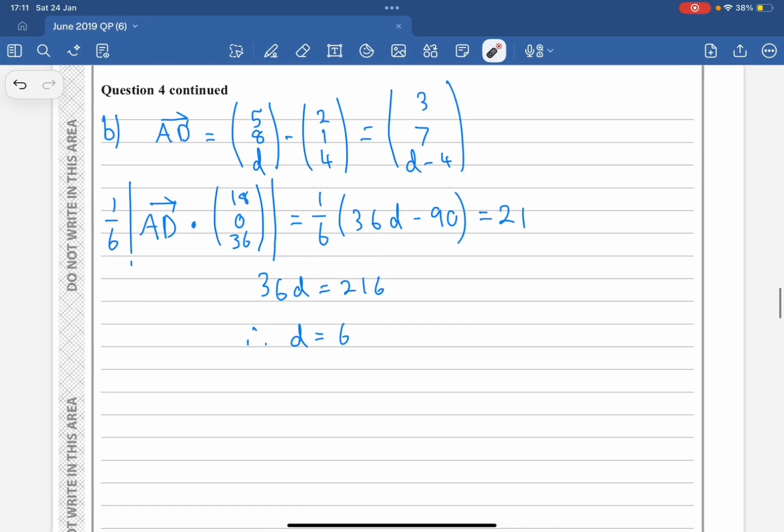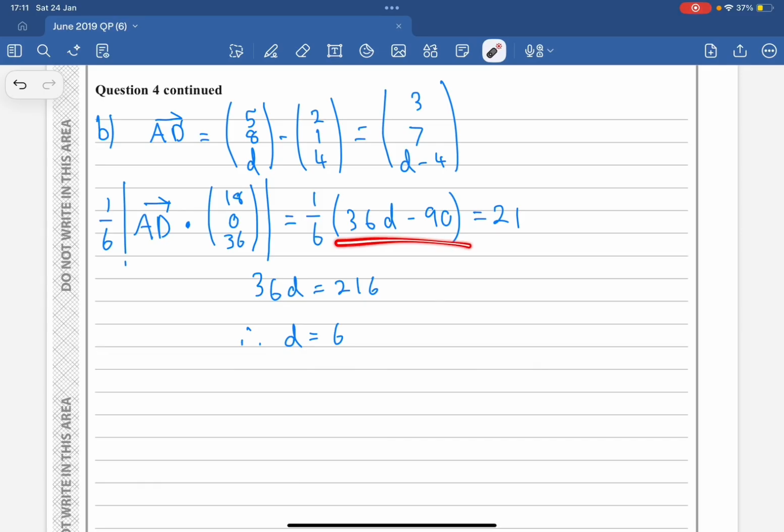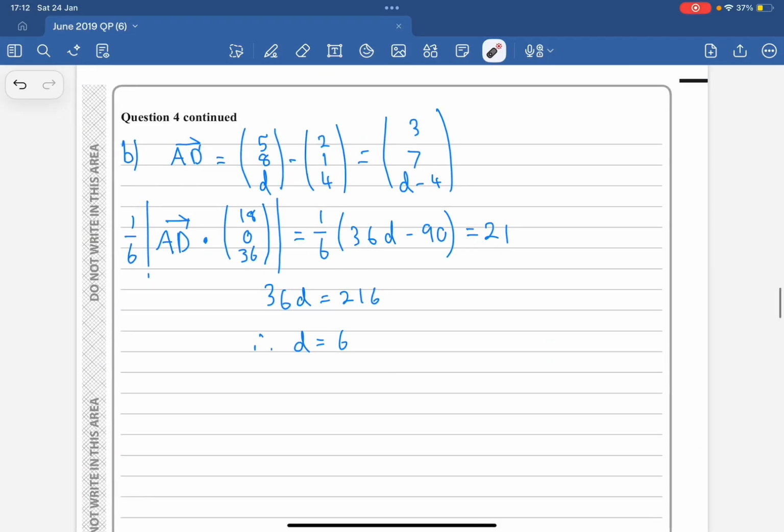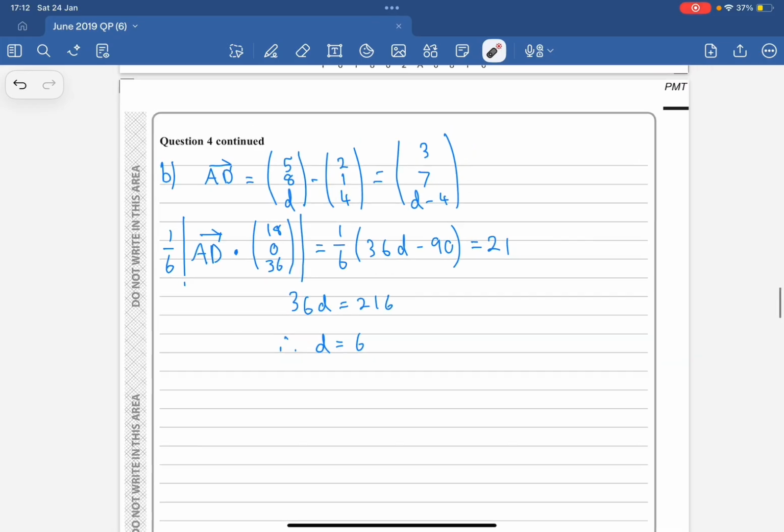And that gives us a sixth of 36d minus 90. And of course, this dot product here will give us a number, not a vector. The modulus signs are only here to make sure we don't get a negative number. That's what I'm trying to say. And of course, this is equal to 21, which tells us that 36d is 216. So d is just going to be 6. Cool.